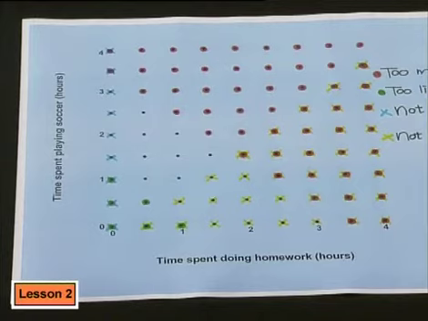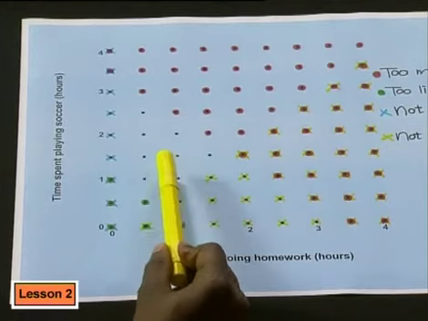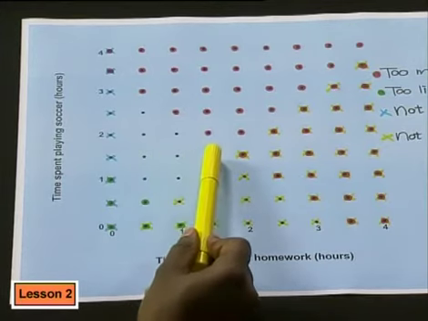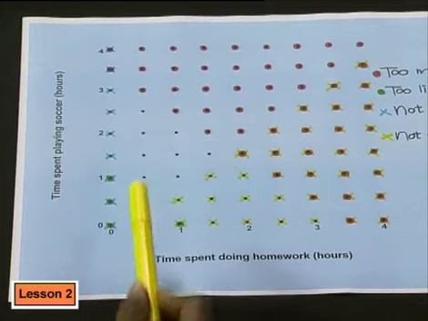Right, are we done now? Not quite. What is left is the points on the grid that show the possible ways that you can divide the time available between soccer and homework. There are 1, 2, 3, 4, 5, 6, 7, 8 different ways.